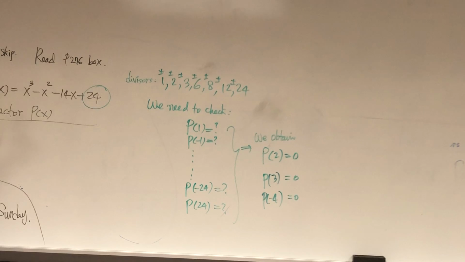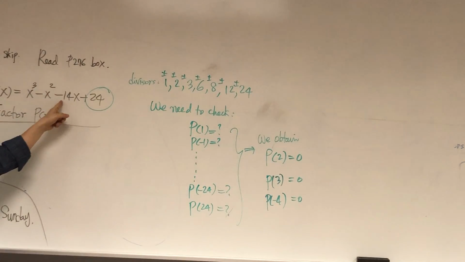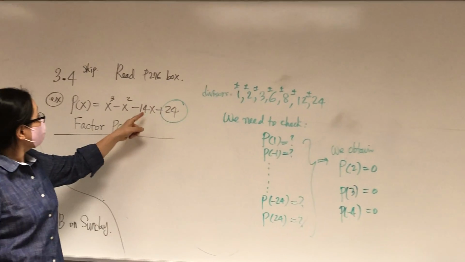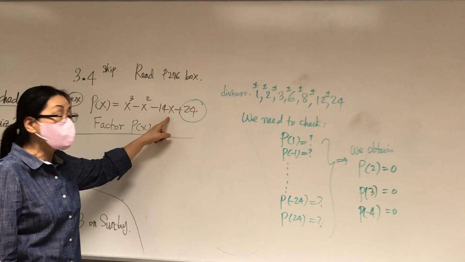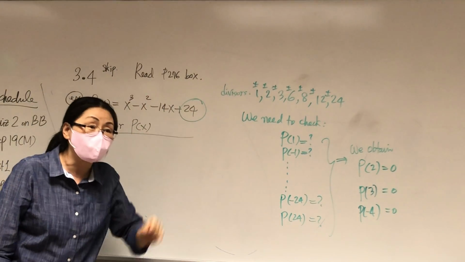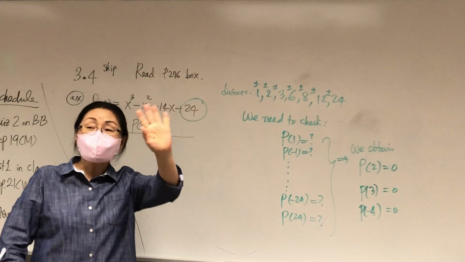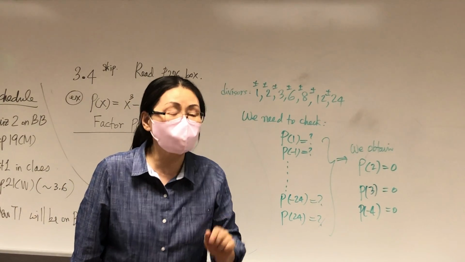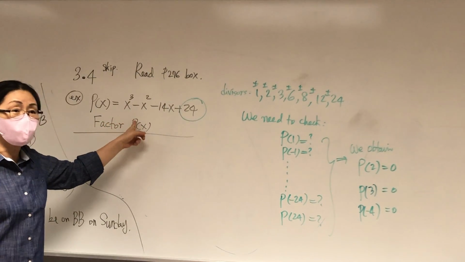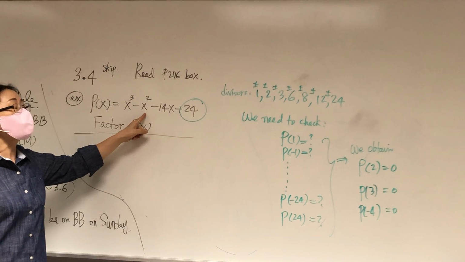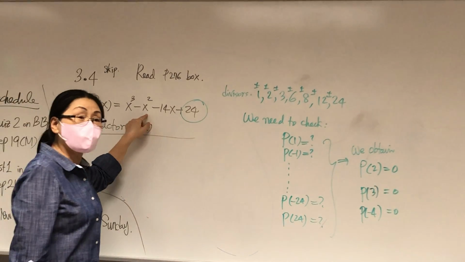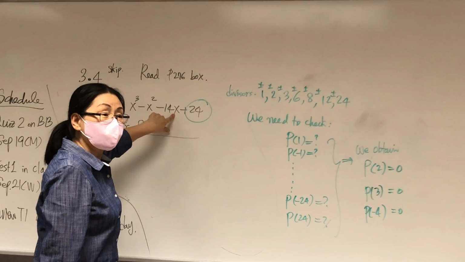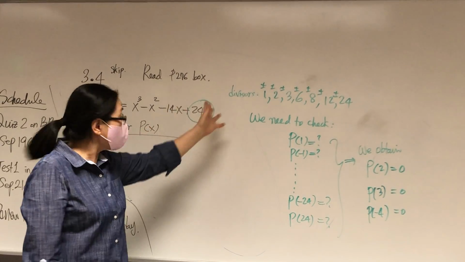You can check, because I don't want to do 14 examples. If I put 1, what is P of 1? 1 minus 1, am I right? Oh sorry, 1 minus 1 is negative 14 plus 24, which is not 0. So 1 is not a zero. Similarly, negative 1 and negative 1, so negative 2, plus 14. So it cannot be 0.